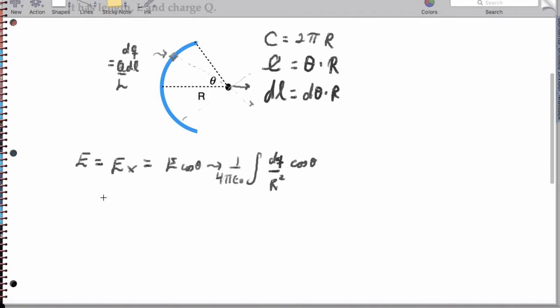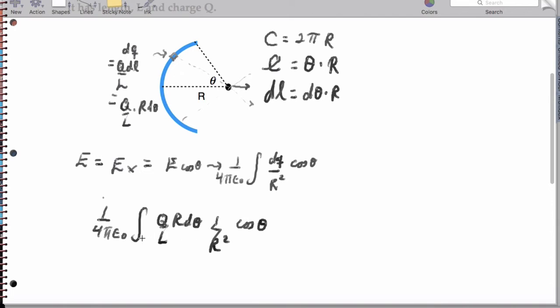Keeping that in mind, I'll write here that q over L times dl can be written as q over L times r d theta. And so this is the expression we're going to integrate: 1 over 4 pi epsilon naught, integrating over the charge distribution, which is q over L times r d theta, times 1 over r squared times the cosine of theta, from negative theta to positive theta.